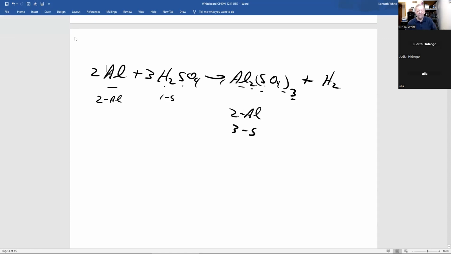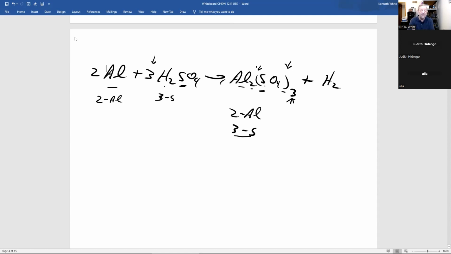Let's do that again. I have 1 sulfur here, but here I have 1, but it's in these brackets. So you multiply it by this number, 1 times 3, I have 3 sulfur. And to get 3 here, I change the coefficient to 3. Now I've done aluminum, I've done sulfur.